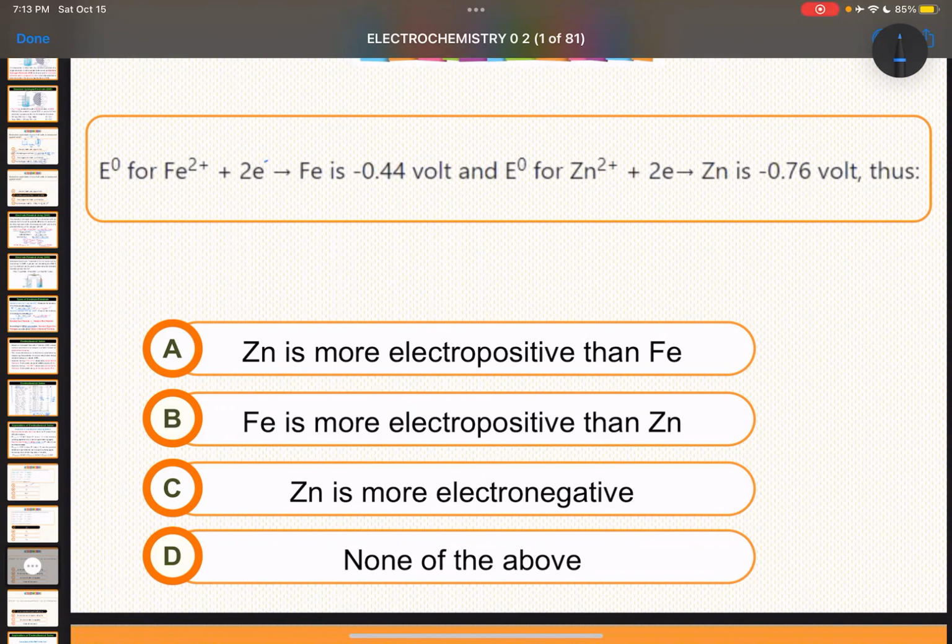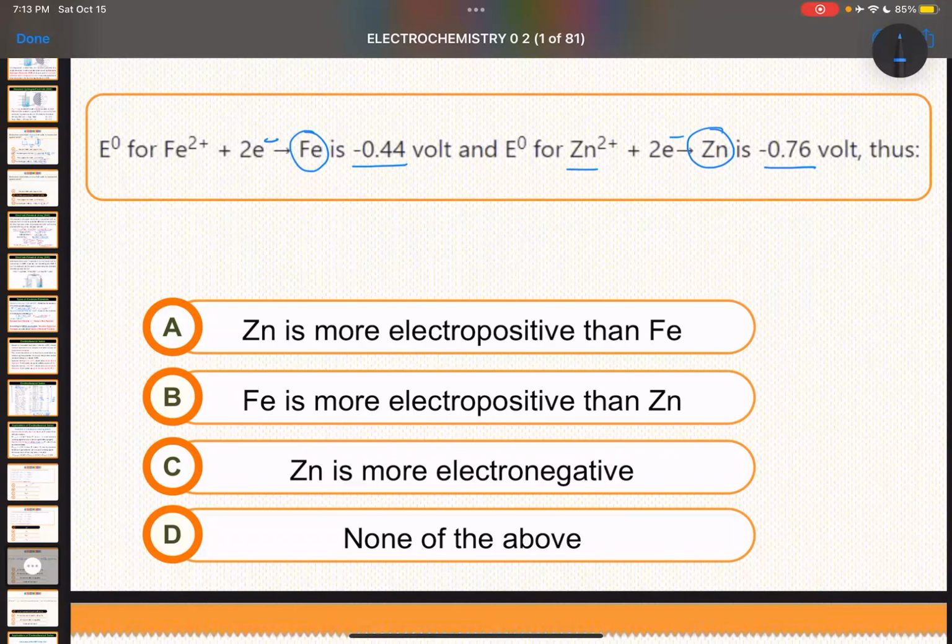Iron accepting 2 electrons, minus 0.44. Zinc accepting 2 electrons, minus 0.76. So who is more electropositive? Is it the iron or the zinc? The iron. Which option? B. The Fe is more electropositive.